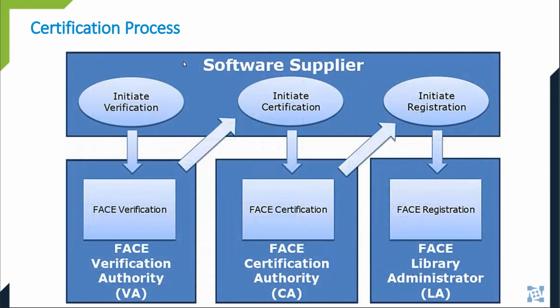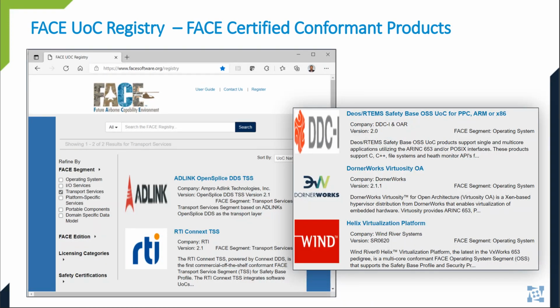The final step is registration. The software supplier can submit the FACE conformance certificate, the UOP's description and metadata to the FACE library administrator, who reviews and confirms the FACE conformance certificate, and then publishes the existence of this UOP in the FACE registry for it to be procured. So let me give you a quick view of what that registry looks like.